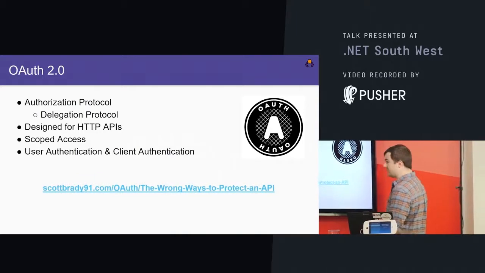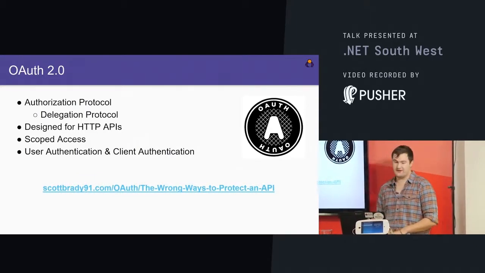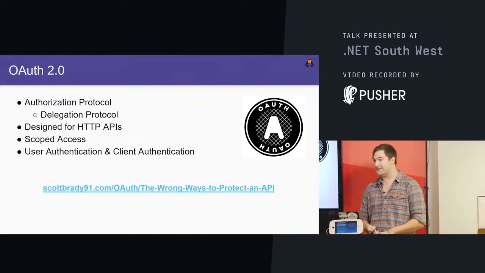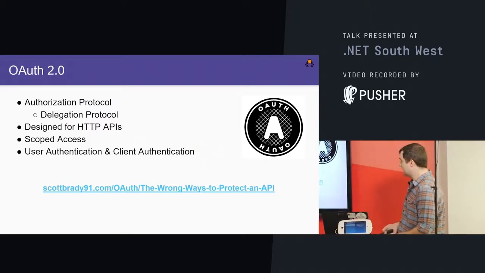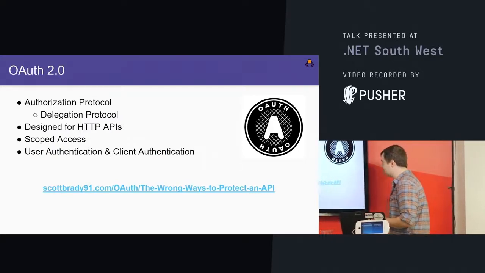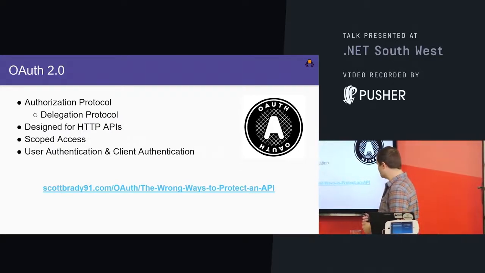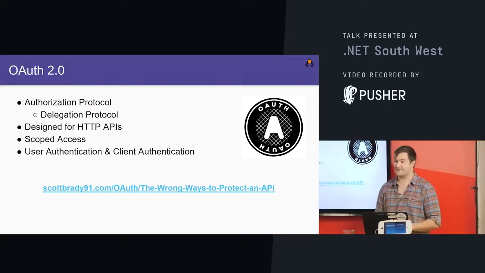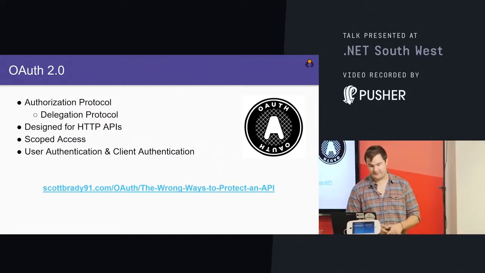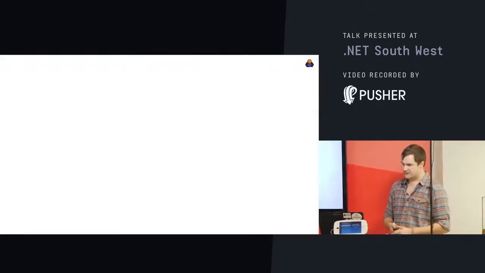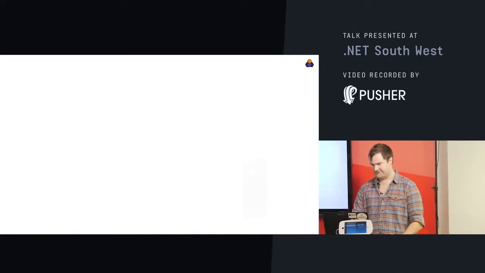I'm not going to talk about why we don't use things like cookies for APIs, or maybe even API keys or credential sharing, mainly because I want to keep it focused today. So check out this site here, my article, The Wrong Ways to Protect an API, for reasoning around that. All right, let's flip to this.